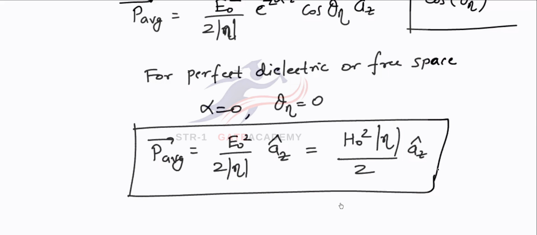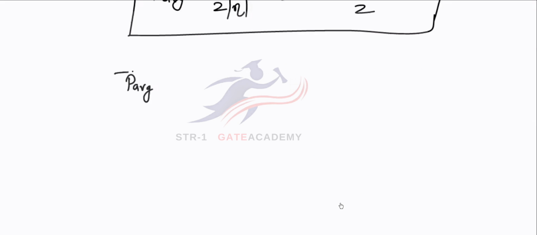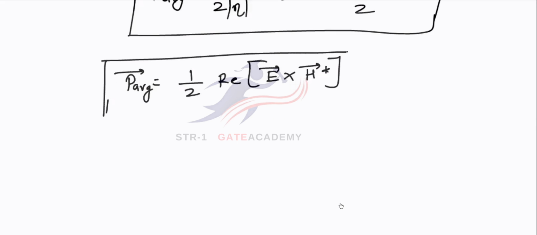Now there is one more formula for P average, which is also very important: P average is equal to 1 by 2 real of E vector cross H conjugate vector. This can also be used to find the average power. So this is all about power flow and the Poynting vector. The important things here are the Poynting vector and its direction, and also the average power. Let us solve one or two problems based on this.